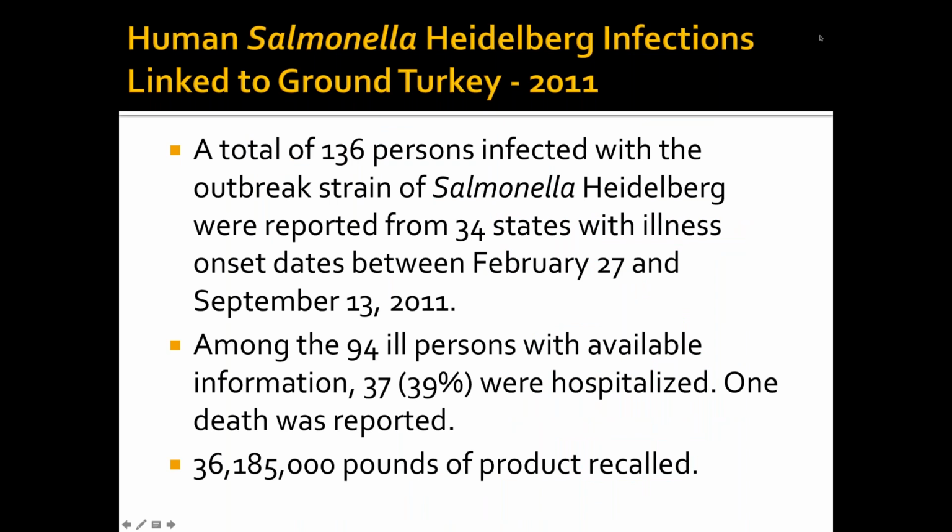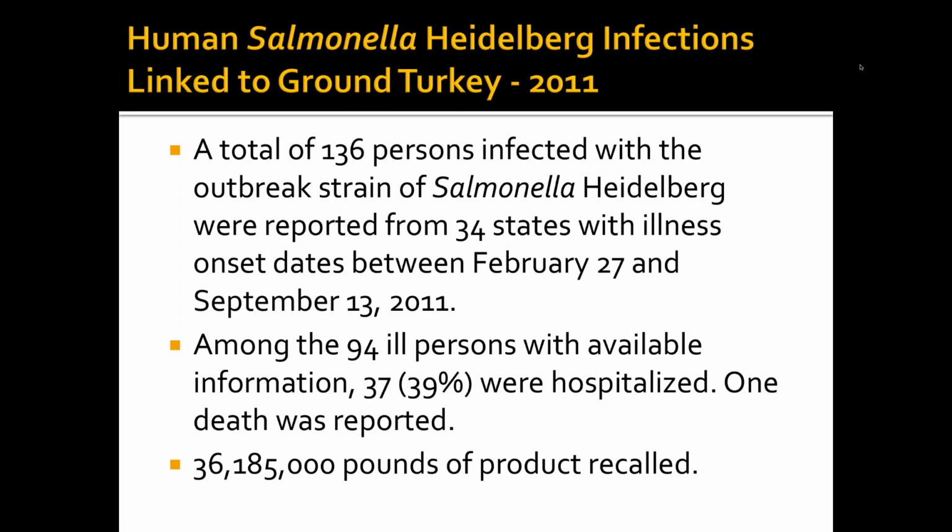In that outbreak, there were 136 people infected with a strain of Salmonella Heidelberg, and Heidelberg is one of the more aggressive strains. There's a couple thousand strains of Salmonella. Some are more dangerous than others. But in this country, we tend to treat them all the same.